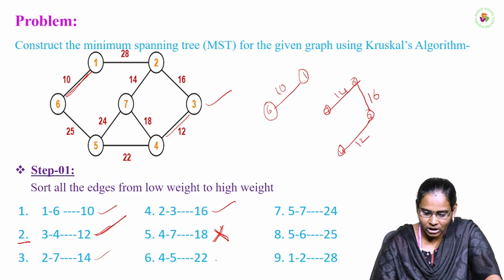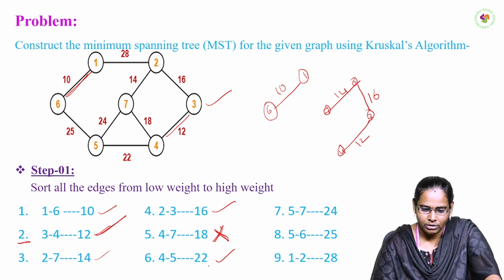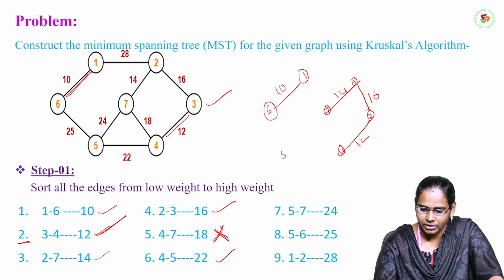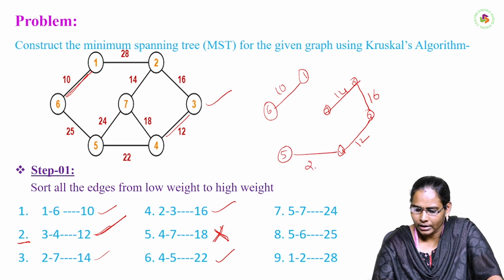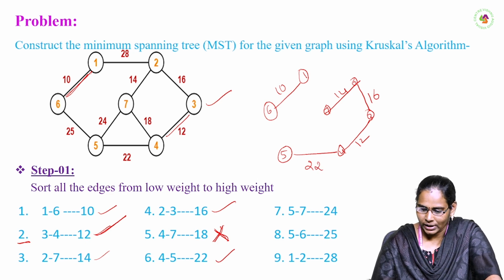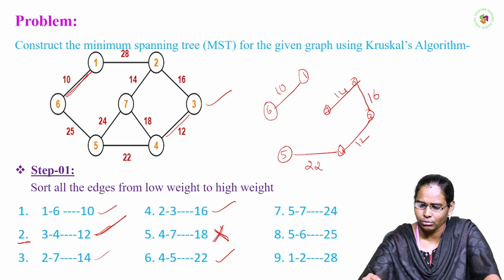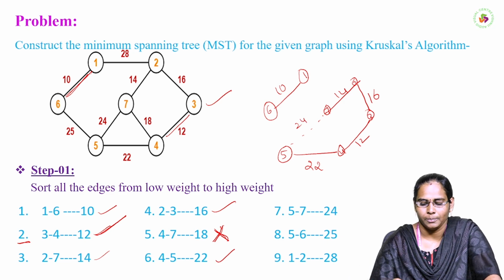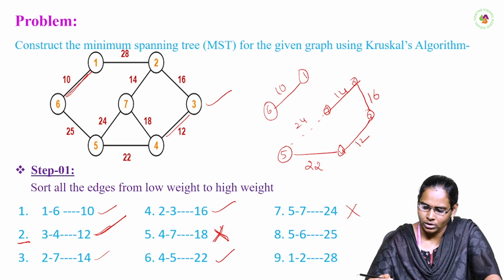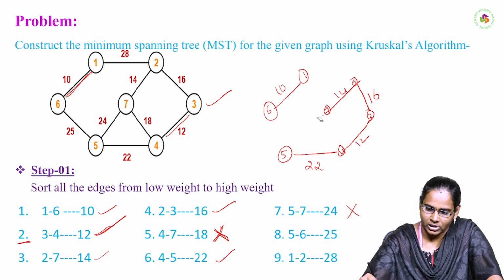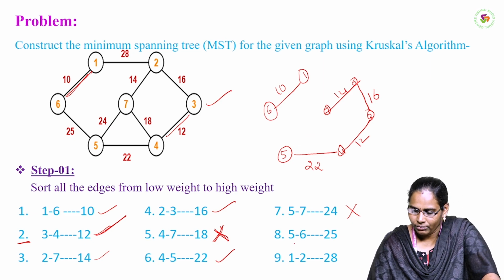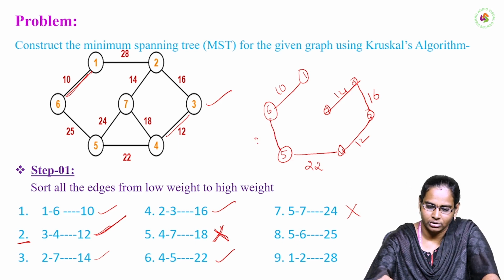Now move to the next weighted edge, that is 4 and 5 with 22, connected. Now next 5 and 7 with 24 also forms a cycle. That's why we reject this edge also. Rejected. Now finally 5 and 6 with 25, connected.